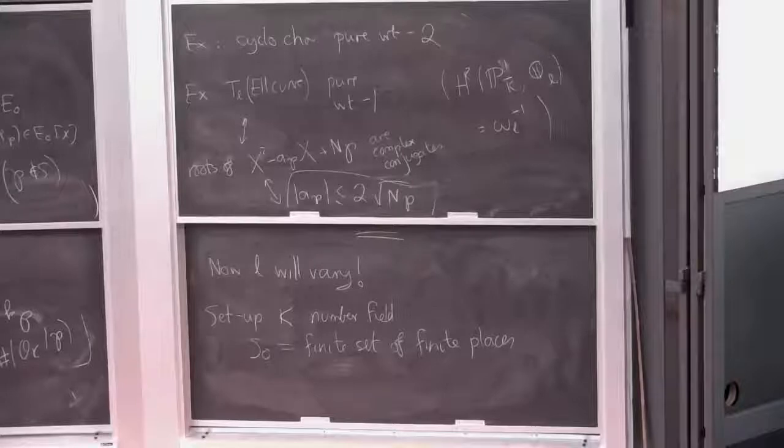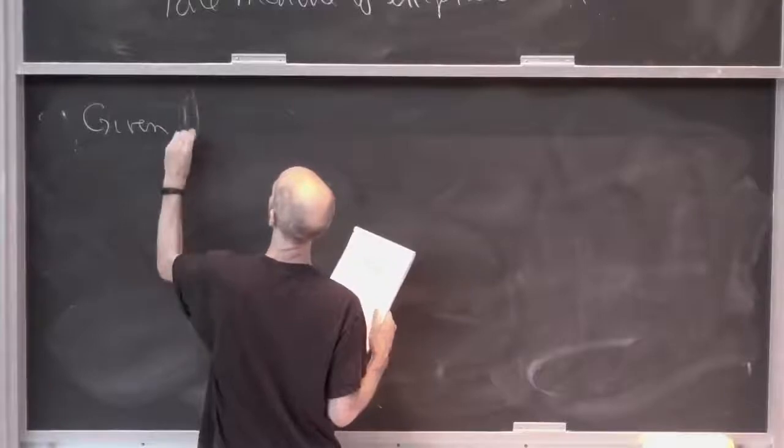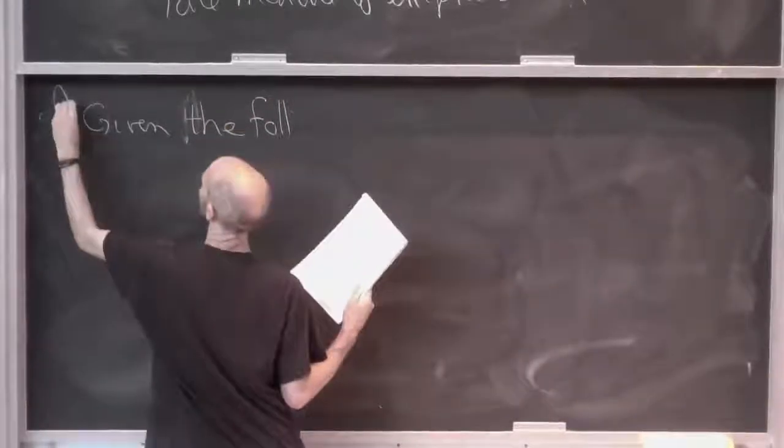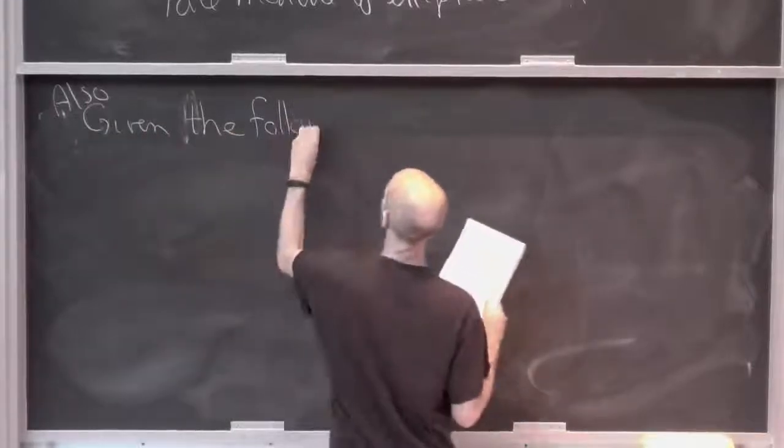So there's some S_0, a finite set of finite places. And now let's say we're given the following. Let's say also we're given the following huge amount of data. So we're also given the following data.